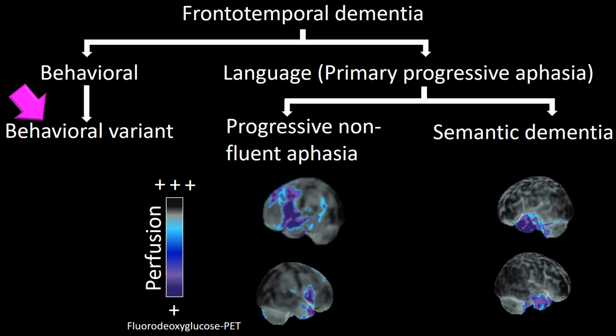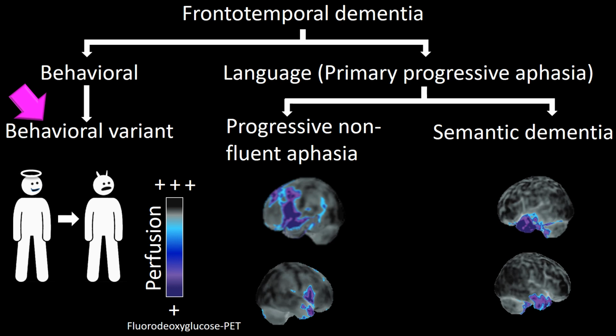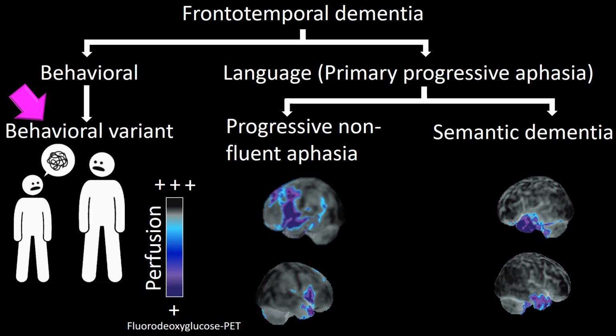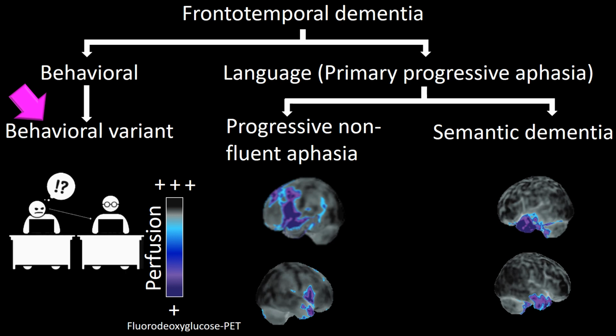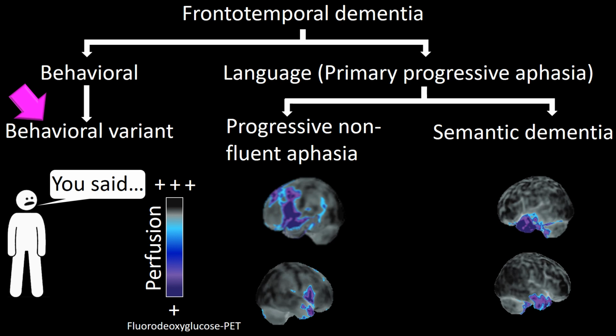Now I want to talk to you about the behavioral variant of frontotemporal dementia, the most common type of frontotemporal dementia. Patients with this condition have changing personality, impaired judgment, apathy, loss of empathy, loss of appropriate social behavior, but relatively preserved memory.